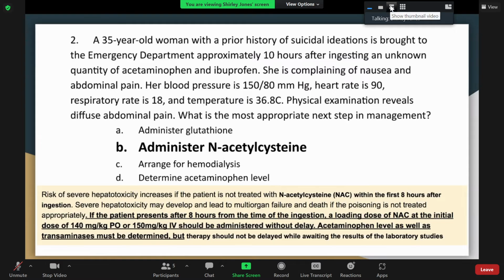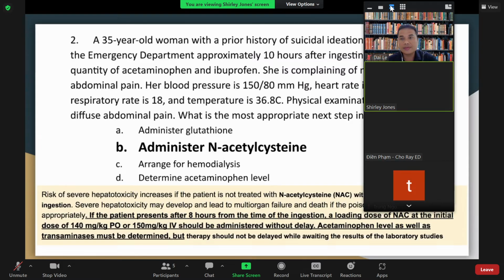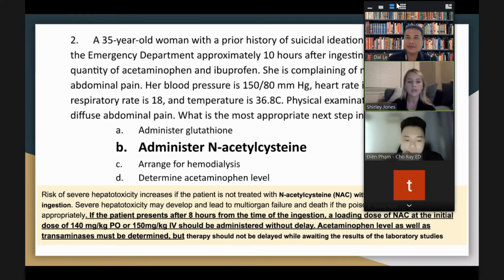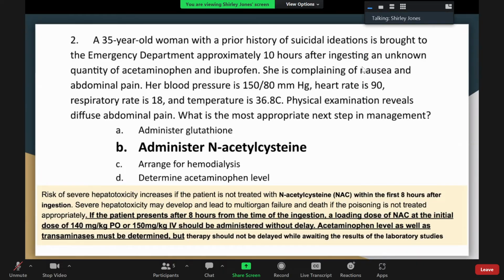If the labs come back and everything's fine, her Tylenol level's negative, her liver enzymes are totally normal, then you just stop the N-acetylcysteine. No issues. But at least you did your due diligence and gave them the medication right away. Or again, if we can't get a level, just give it.